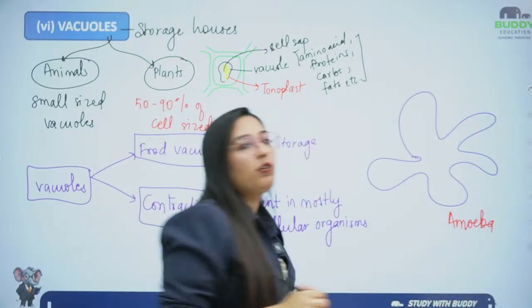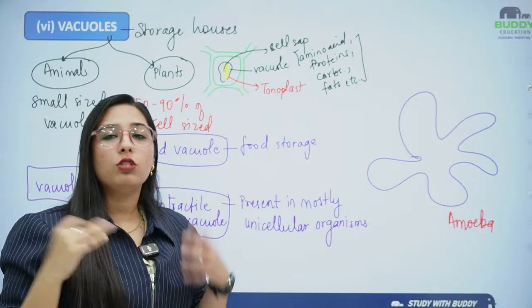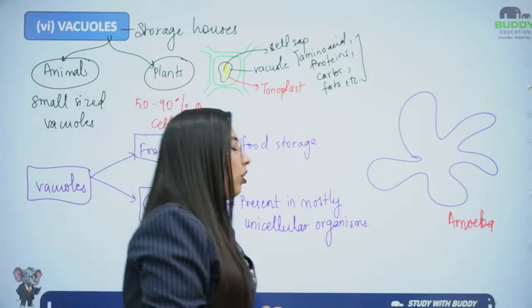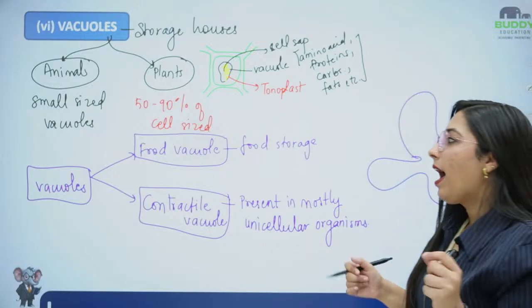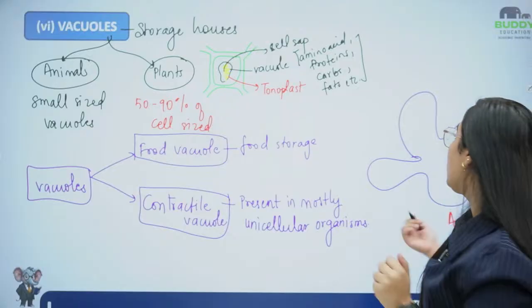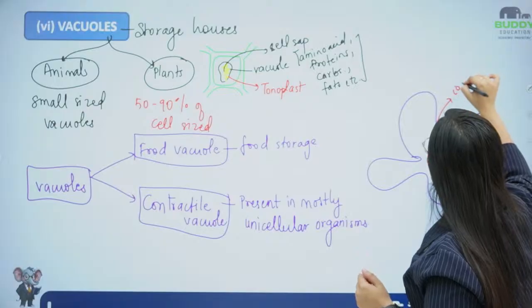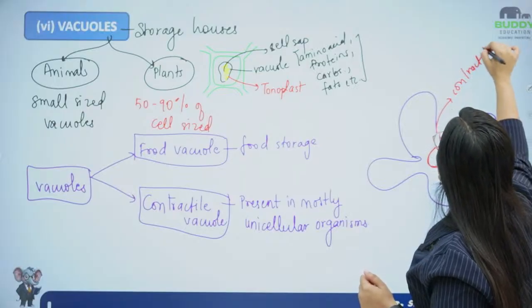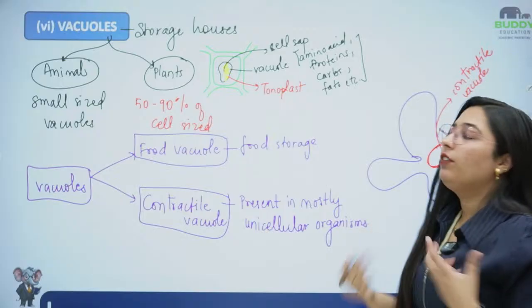So yes, I'm talking about single-celled organisms like amoeba, paramecium, euglena, those unicellular organisms. These unicellular organisms don't have the normal food vacuole. They have a specialized vacuole, which is known as the contractile vacuole. What is the speciality of this contractile vacuole?